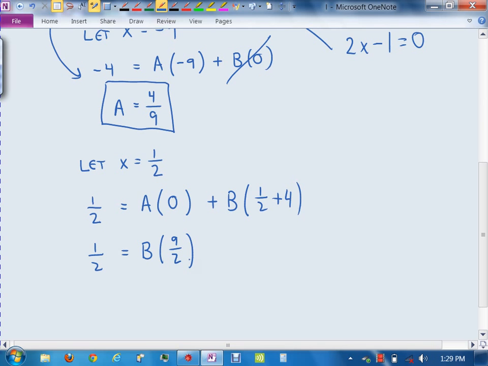How would you get b here? I would do the multiplication of the reciprocal on both sides. I would just multiply both sides by 2/9, because the 2's will go, the 9's will go, and then on the other side you get what? 2/18, which is 1/9, is b.